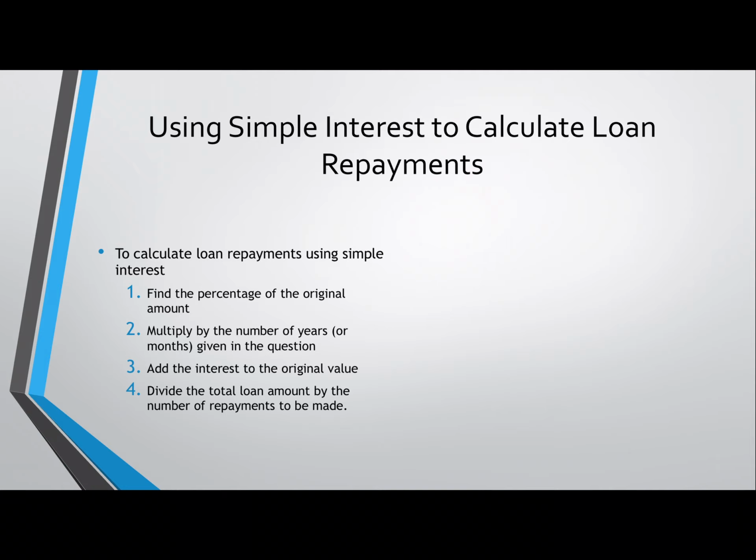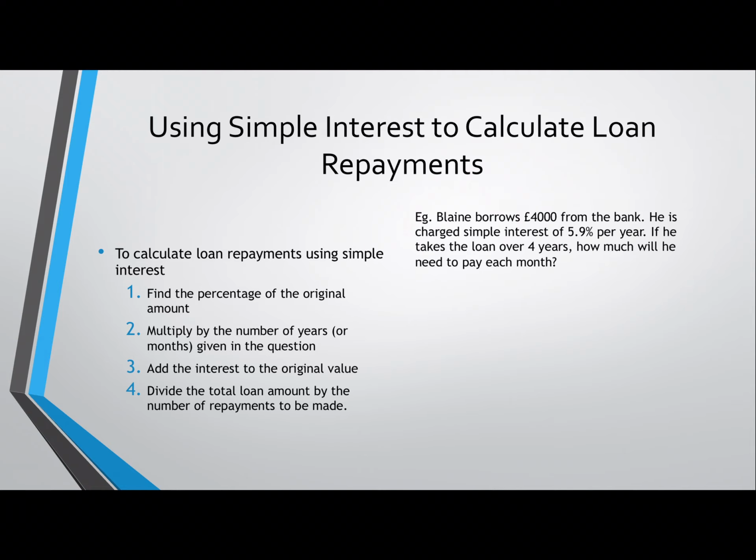We multiply by the number of years or months given in the question. Step 3, we're going to have to add that interest to the original value, and then we're going to divide the total loan amount by the number of repayments you have to make. So let's follow that through and see how those steps work in our example.